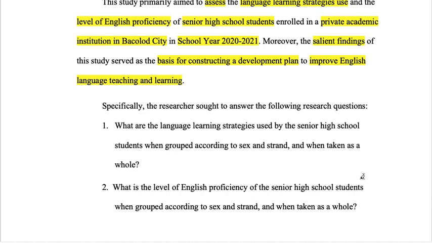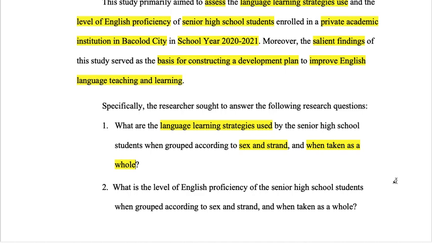Specifically, the research questions number 1 and 2. Take a look at this. Examine closely the research questions 1 and 2. Research question number 1 asks about the language learning strategies used by senior high school students when they are grouped according to sex and strand and when taken as a whole. Look at this part. In this part, the researcher ended with a question mark.